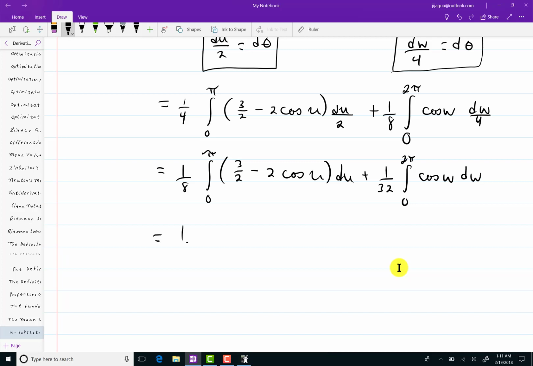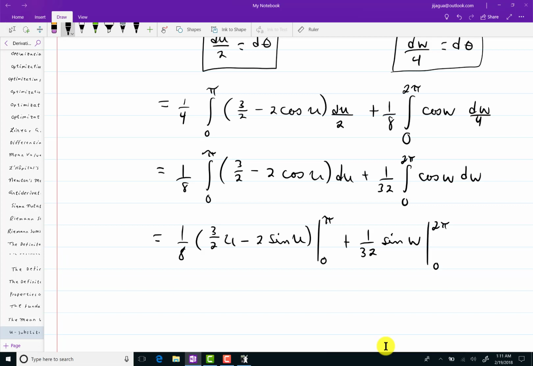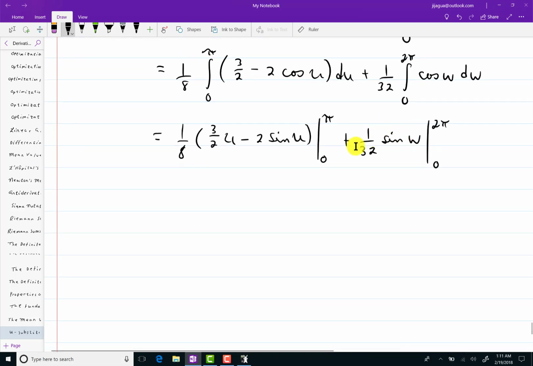This equals 1/8 times 3/2 u minus 2 sine of u, and that will go from 0 to pi, plus 1 over 32. This is just straight up sine of w, and I will go from 0 to 2 pi. I love these pieces because this thing's just 0.